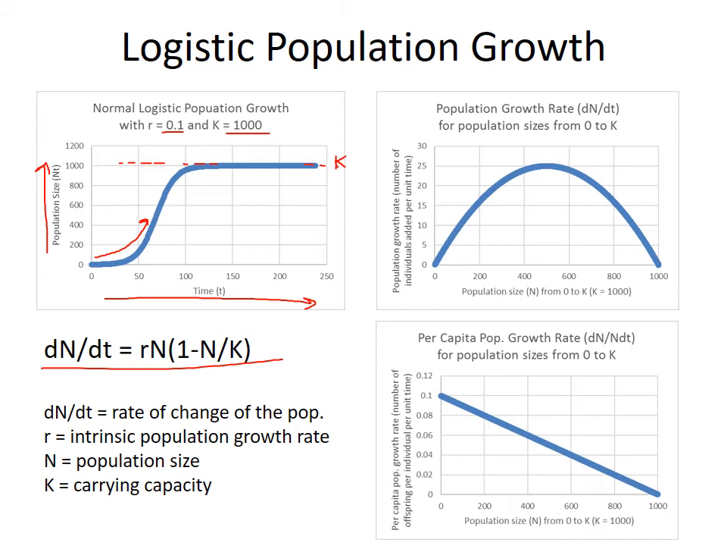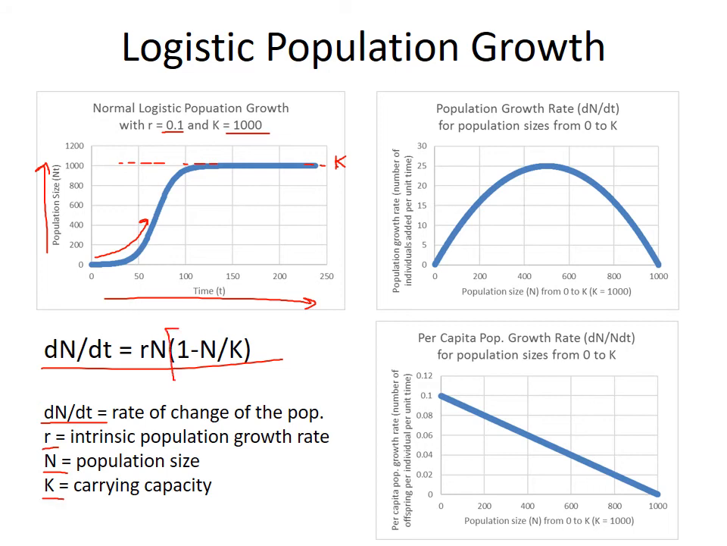The terms in the equation here, just to review: dN/dt equals the rate of change of the population. r is the intrinsic population growth rate, or sort of like the maximum population growth rate per capita. N is the population size. So when you multiply the population growth rate, which is the proportional thing, by the population size, you would get the actual change in numbers of organisms over time. And then K is the carrying capacity.